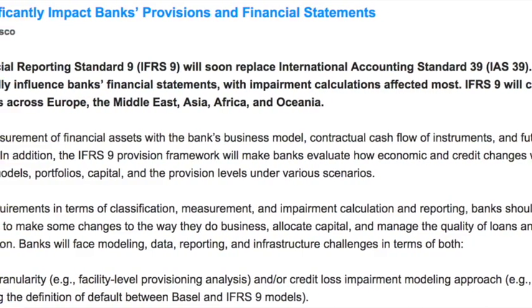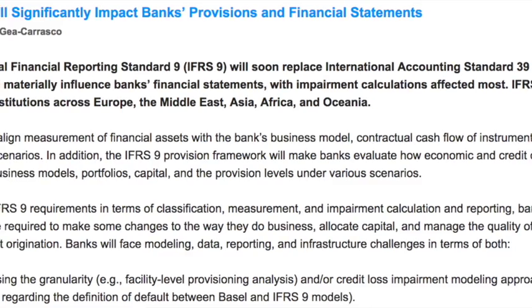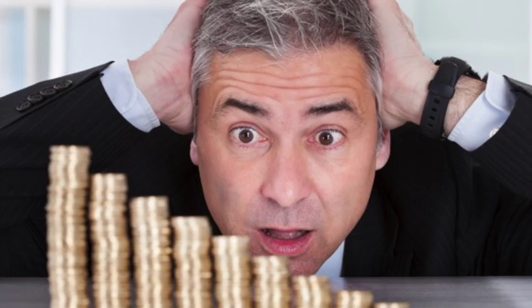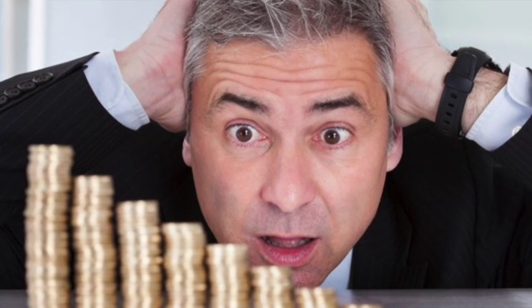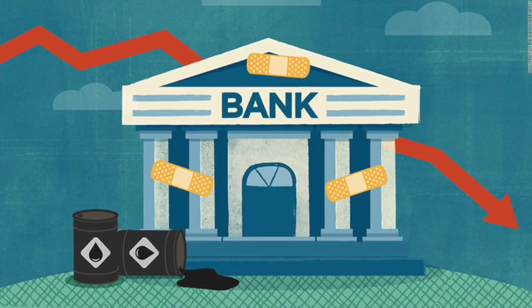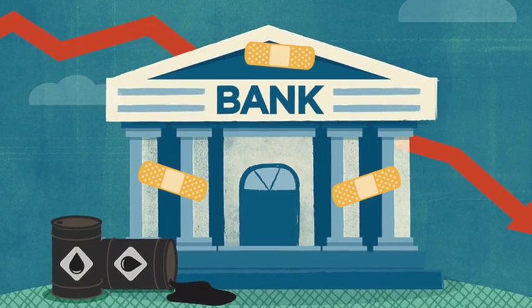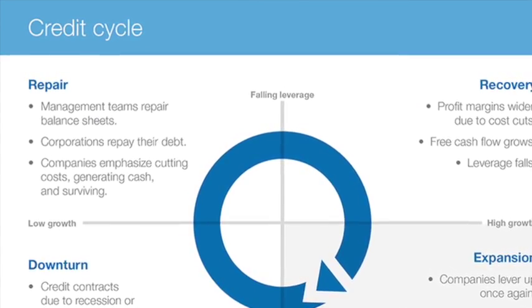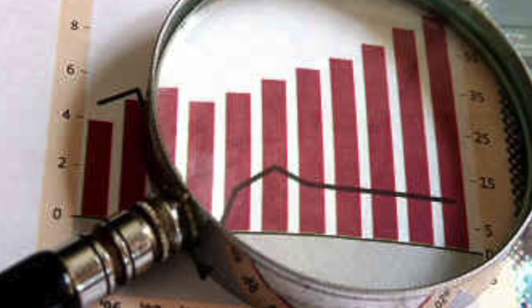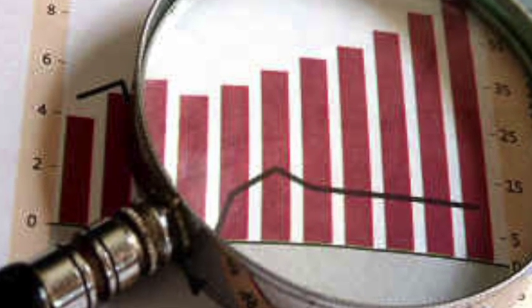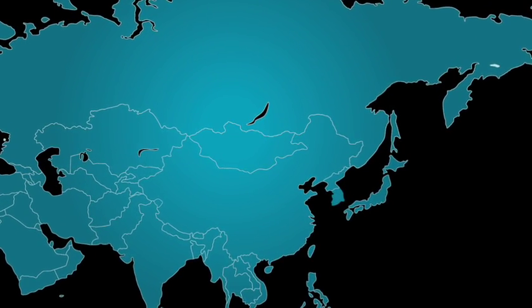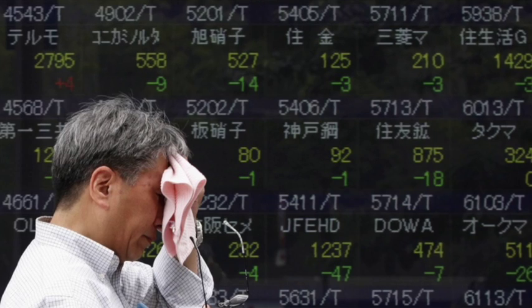Moody's says that IFRS 9 will significantly impact banks' provisions and financial statements. Some banks may see lower reported earnings and dividend payouts. However, the magnitude of the impact on individual banks will depend on many factors, including the current point in the credit cycle, anticipated changes in economic conditions, existing levels of loan loss allowances, as well as the underlying characteristics of the loan portfolio. The potential impact will also vary from jurisdiction to jurisdiction in Asia.